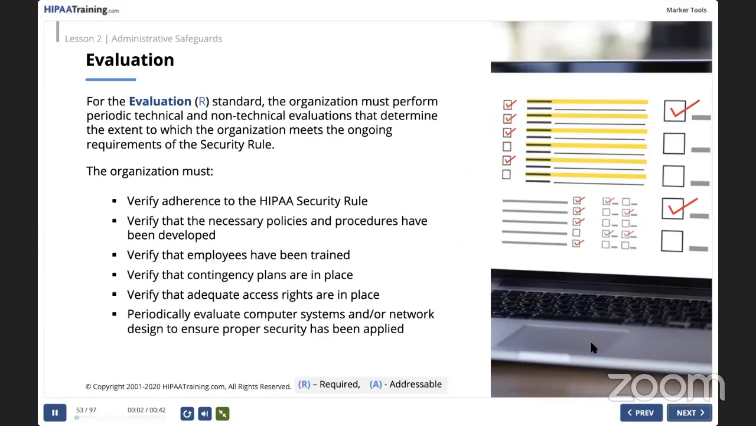Evaluation. For the evaluation standard, the organization must perform periodic technical and non-technical evaluations that determine the extent to which the organization meets the ongoing requirements of the security rule. The organization must verify adherence to the HIPAA security rule, verify that the necessary policies and procedures have been developed, verify that employees have been trained, verify that contingency plans are in place, verify that adequate access rights are in place, periodically evaluate computer systems and/or network design to ensure proper security has been applied.